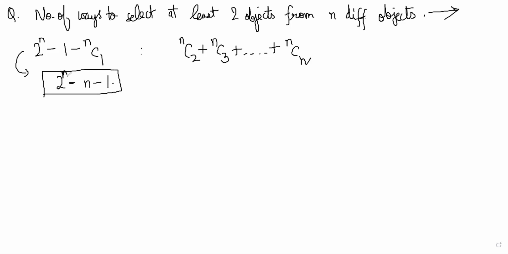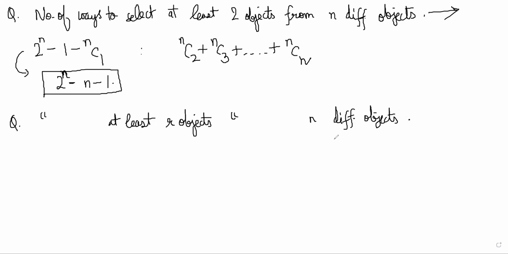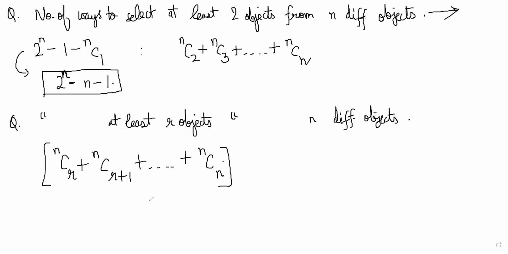Similarly, if you have to select at least R objects out of n different objects, same idea again. It's just that you start from R, right? You have to do NCR plus NCR plus 1 plus so on till NCN. So this sum, whatever it comes, that is the answer, right?